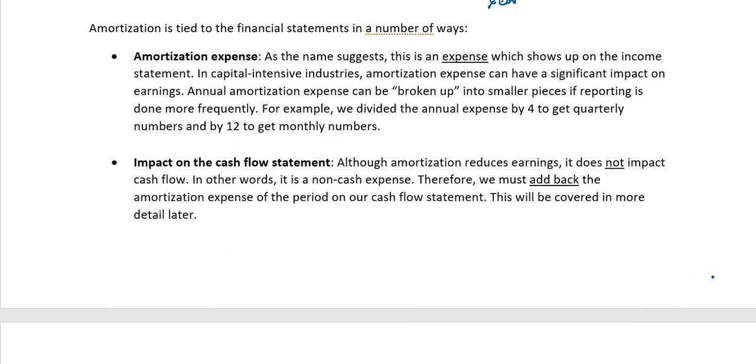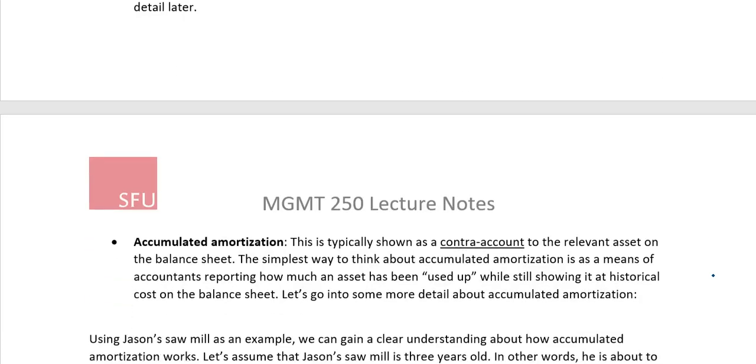The impact on the cash flow statement. Amortization reduces earnings, but it does not impact cash flow. In other words, it is a non-cash expense. Therefore, we must add back the amortization expense of the period on our cash flow statement. We're going to cover this in more detail later.